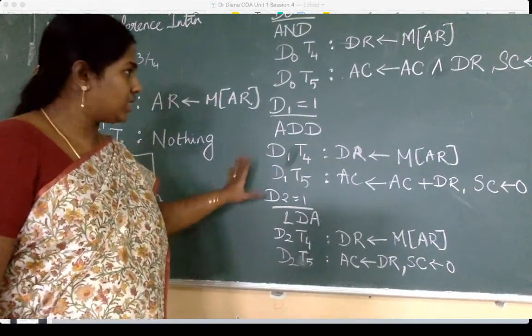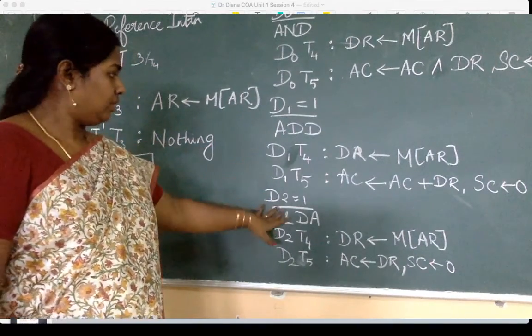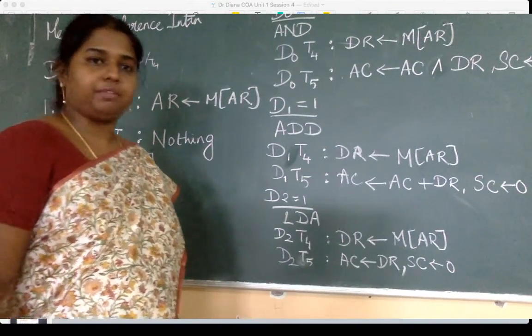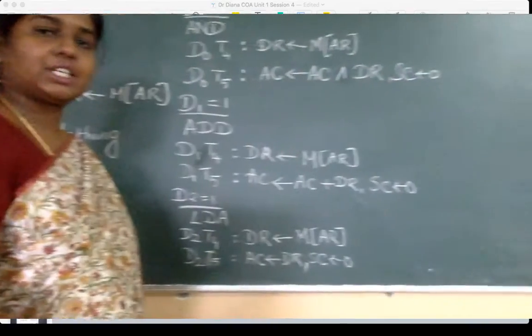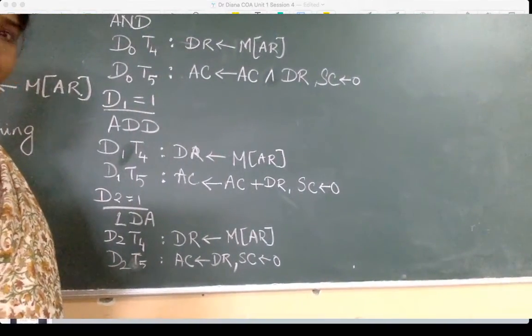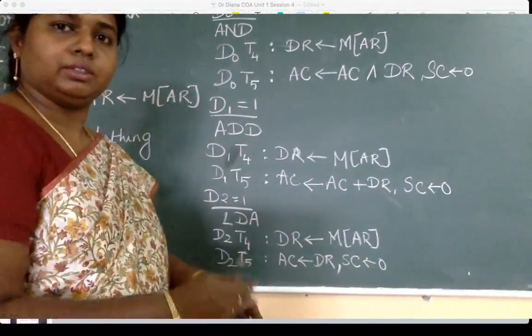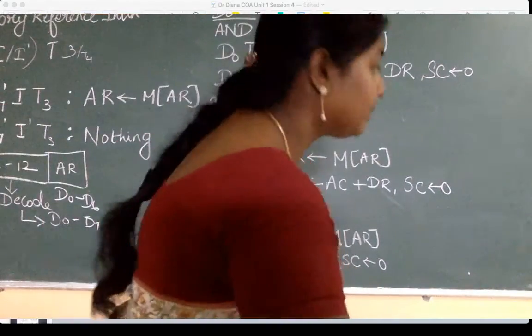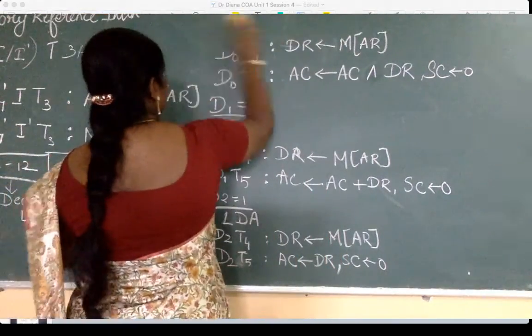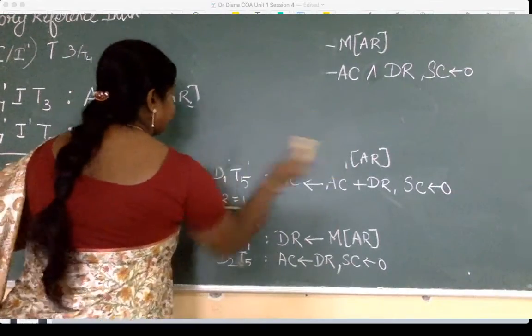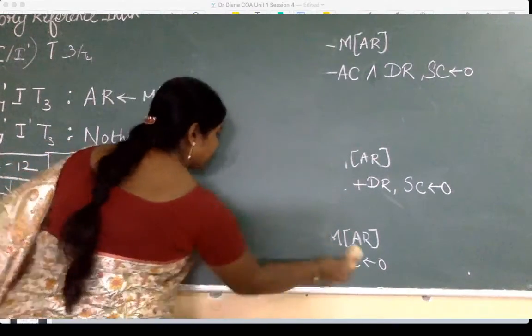Okay. Now this is done. Till D2 is equal to 1, we have completed. The next instruction we will see is when D3 is 1. What happens when D3 is 1?